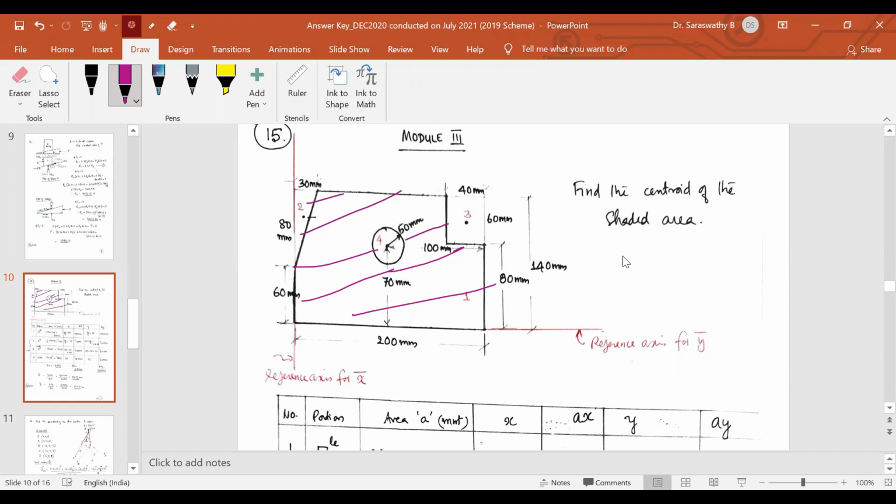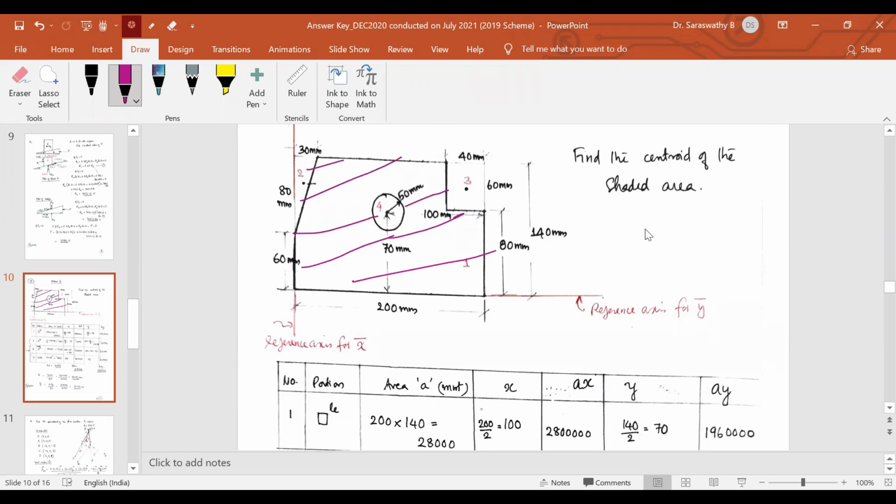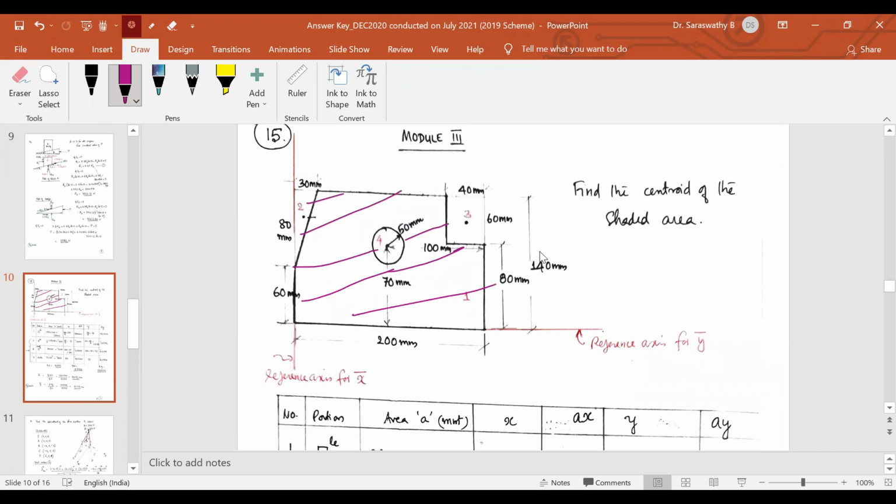So the expression for center of gravity, x bar, will be a1 x1 minus a2 x2 minus a3 x3 minus a4 x4, divided by a1 minus a2 minus a3 minus a4. Or generally you will write sigma ax by sigma a. Let us see how to do this example.